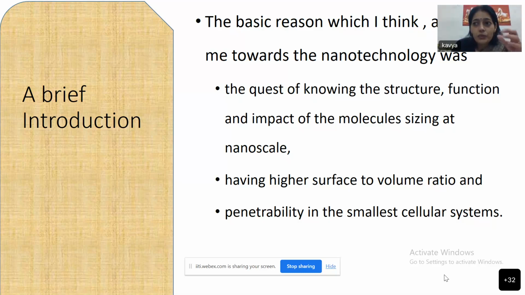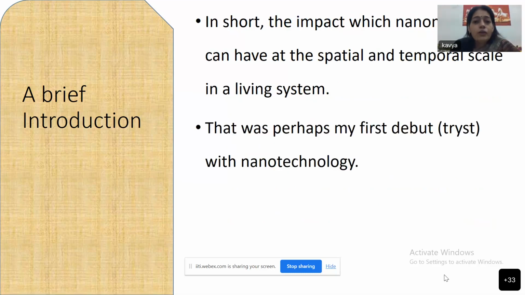So the question of whether there is something operable at that level which can still be monitored, can still be reproduced, can still be controlled, was always on my mind. And with the first exposure I got to travel outside this country and meet eminent scientists, read about their work, it just opened so many new doors, which made me enter into the field of nanotechnology.